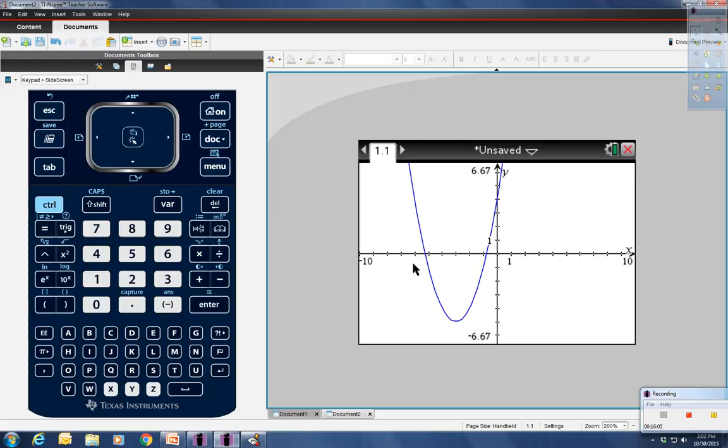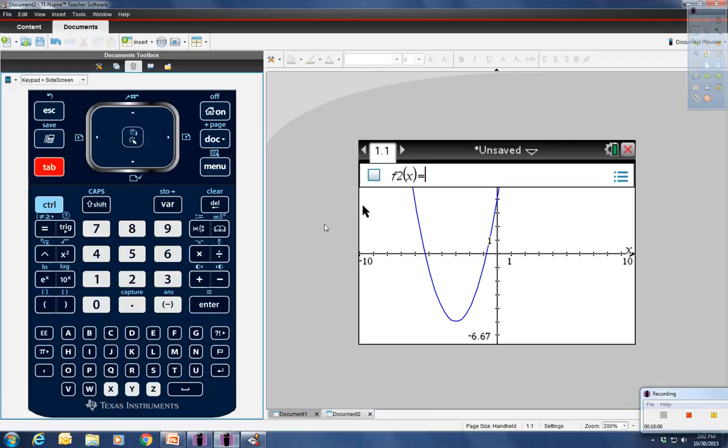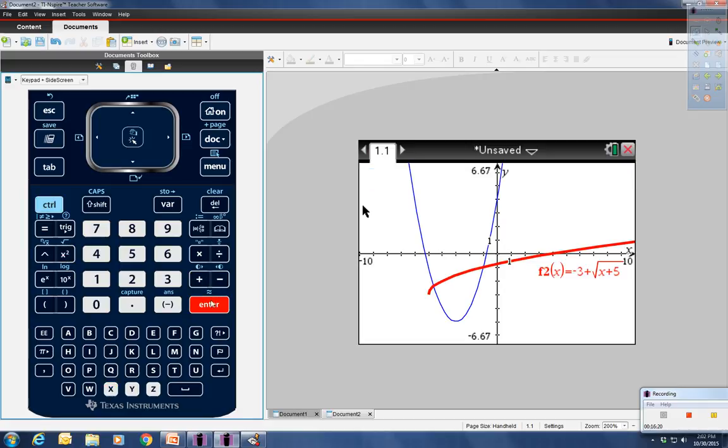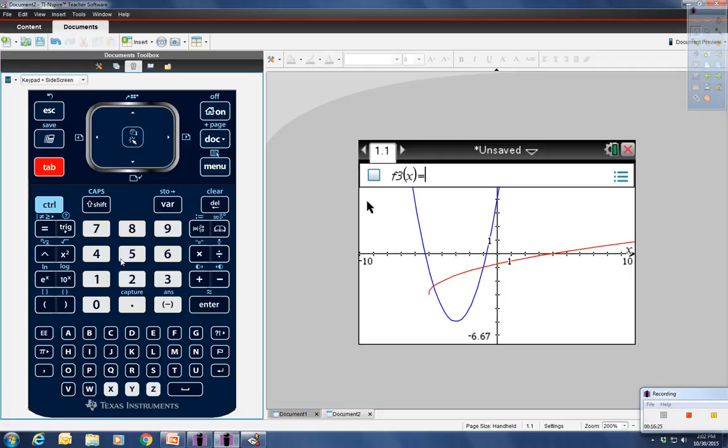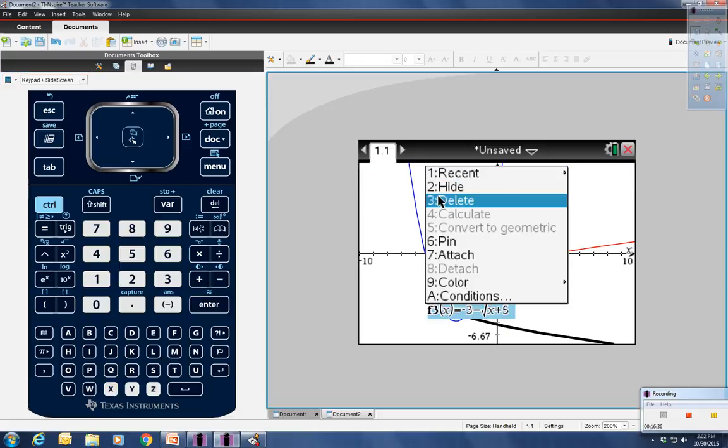And so now what I'm going to do is I'm going to plug in my two inverse functions. So the first one is negative 3 plus the square root of x plus 5, and then hit enter. And so there that one is. And then I'm going to go ahead and do the other one. So that was negative 3 minus the square root of x plus 5, and then there is my other one.